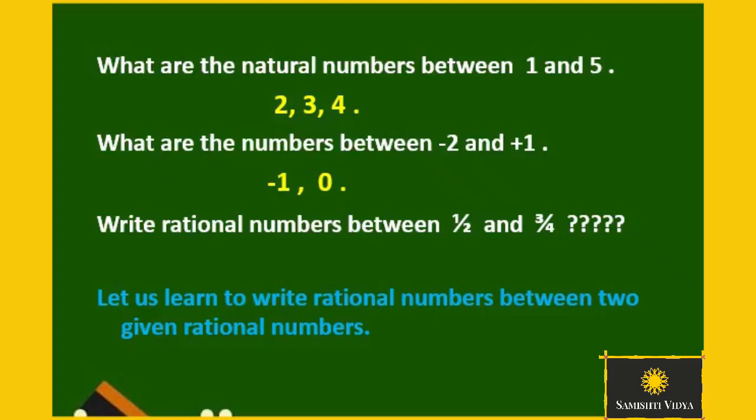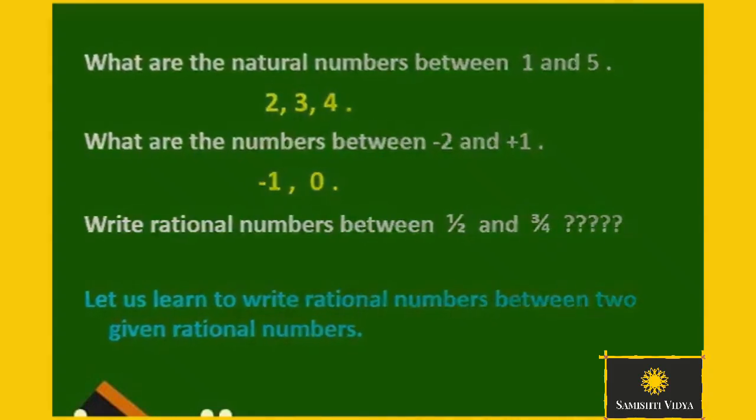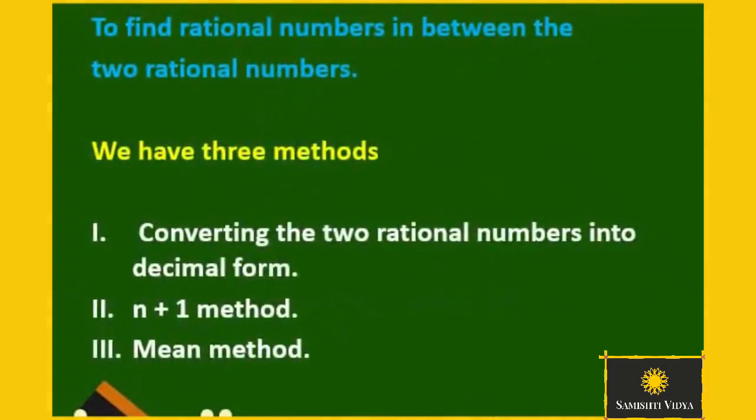So, now let us learn how to write the rational numbers between the two given rational numbers. So children, we have three different methods to find the rational numbers in between two rational numbers. The first method is converting the two rational numbers into the decimal form. The second method is known as the n plus 1 method, and the third method is known as the arithmetic mean method or simply mean method.